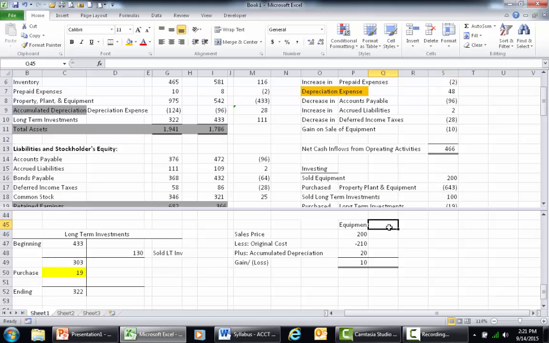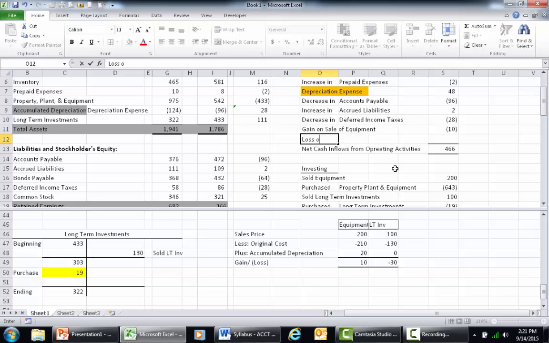Then we go through and we're going to do the same calculation on the long-term investments. We have the sales price, which was $100. We had our original cost, we'll subtract that out, at $130. There was no accumulated depreciation on this because long-term investments are not depreciable assets. And so we're going to sum those just like we did before. And we have a loss on this sale of 30. And we can tell it's a loss because it's a negative number.